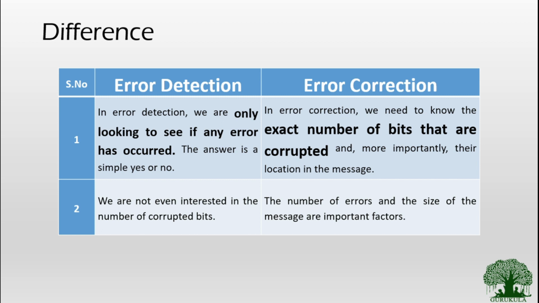Only that information you will get from an error detection code. On the other hand, you have error correction codes, which will not only tell you that an error has occurred, but will also automatically correct whatever errors were there in the message. So that is the only difference between error detection and error correction codes.